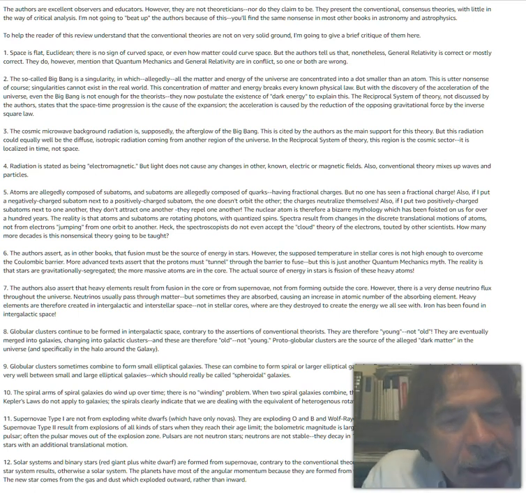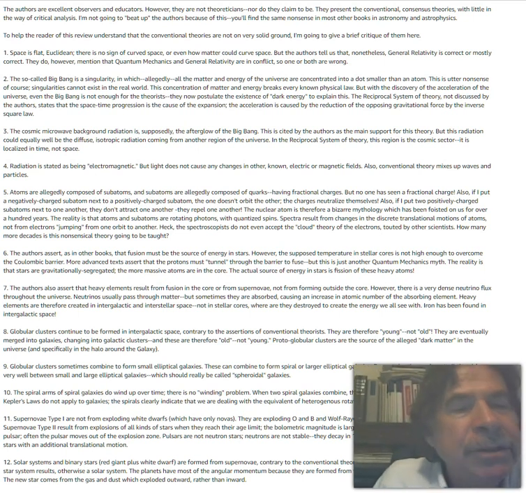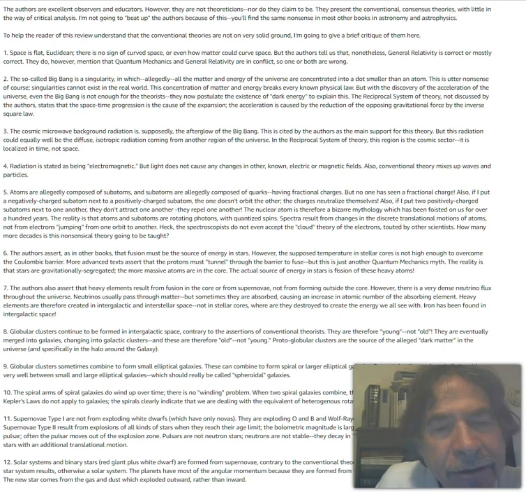Now, number 7. The authors assert that heavy elements result from fusion in the core or from supernovae, not from forming outside the core. However, there's a very dense neutrino flux throughout the universe. Neutrinos usually pass through matter, but sometimes they are absorbed, causing an increase in atomic number of the absorbing element. Heavy elements are therefore created in intergalactic and interstellar space, not in stellar cores where they are destroyed to create the energy we all see with. Iron, yes, iron has been found in intergalactic space.